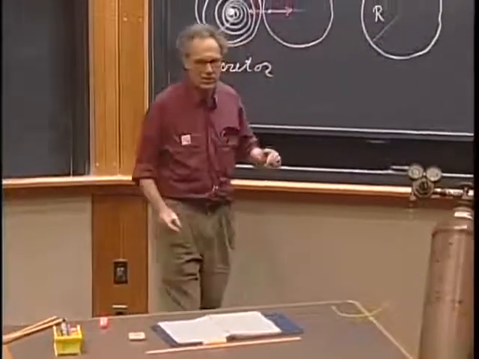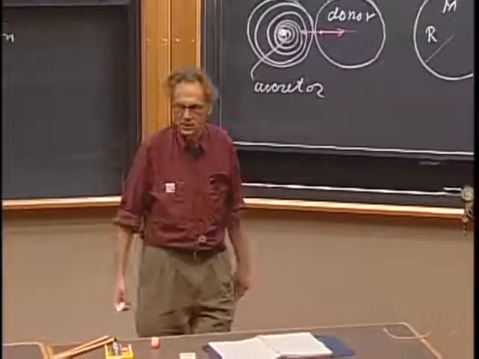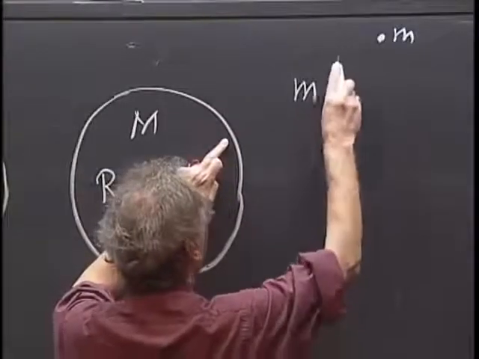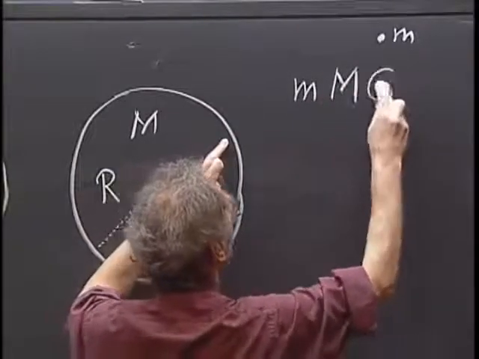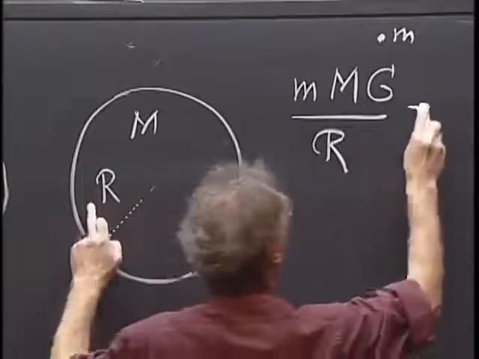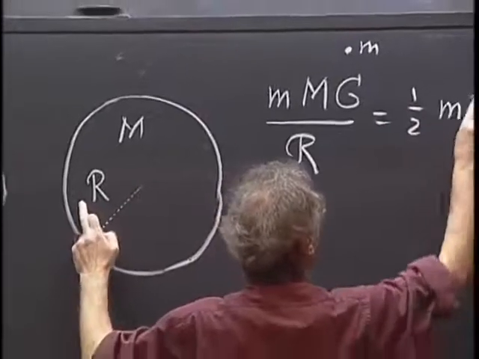Gravitational potential energy is converted to kinetic energy, and when the object reaches here, the amount of gravitational potential energy that is released is mMG divided by this r, and that is all converted to 1/2 mv squared.